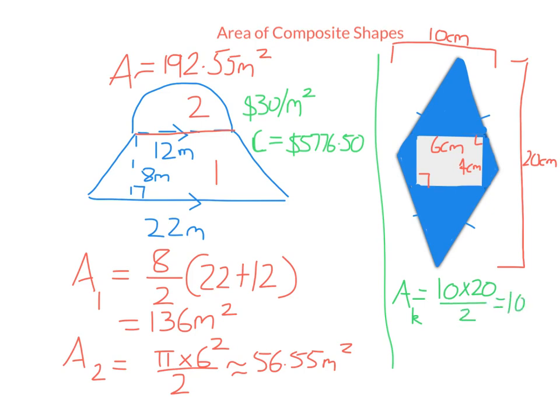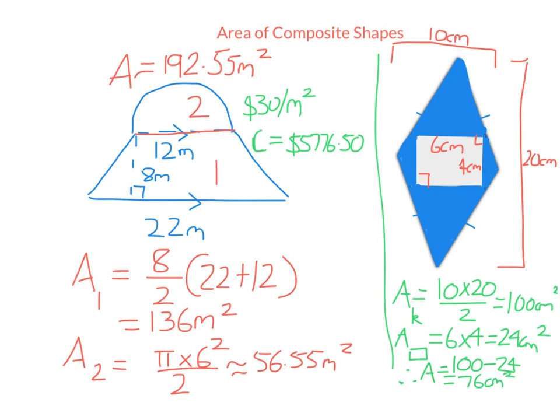So the area of the big shape, the big kite, is 100 centimeters squared. The area of the rectangle is just going to be length times width, which is 24 centimeters squared. Now this time we're not adding the two together. It's not two shapes stuck together. It's the rectangle cut out of the big shape. So the total area is big shape minus small shape, which leaves us with 76 centimeters squared.